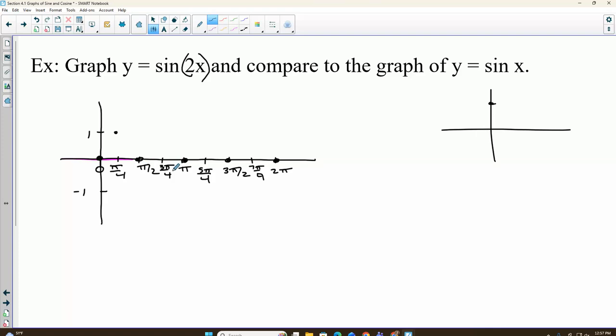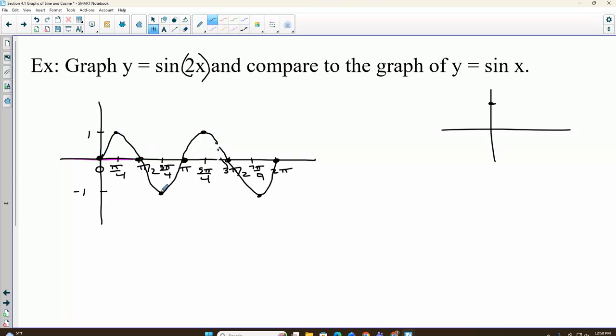Okay, if I put in 3 pi over 4, times 2 is 3 pi over 2. Sine of 3 pi over 2 is negative 1. Okay, if I put in 5 pi over 4, I get 5 pi over 2, which is the same as pi over 2. 7 pi over 4 times 2 is 7 pi over 2, which is the same as 3 pi over 2. So when I graph this, how many periods did I just graph?